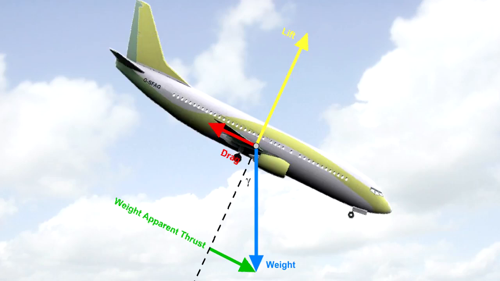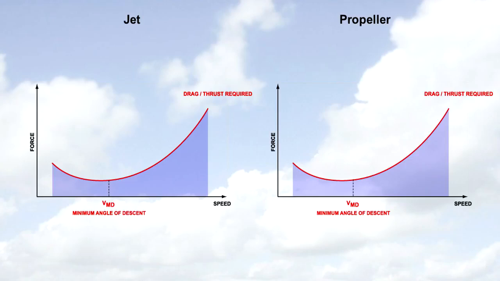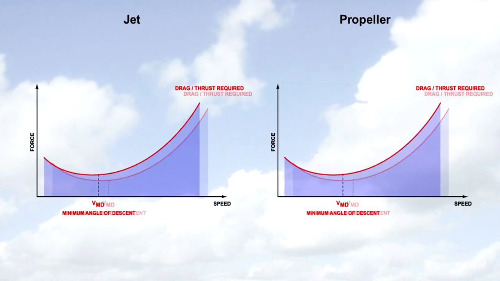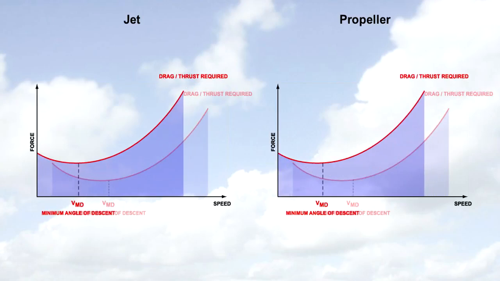The effect of configuration can also be seen using graphs. Shown here are the drag curves for the jet and propeller aeroplane, with excess drag shown by the light blue area. With flaps and undercarriage deployed, you will recall that the curves move up and left. This has the effect of increasing the excess drag and therefore increasing the angle of descent for any given speed. Notice too that the speed for the minimum angle of descent, VMD, is lower.